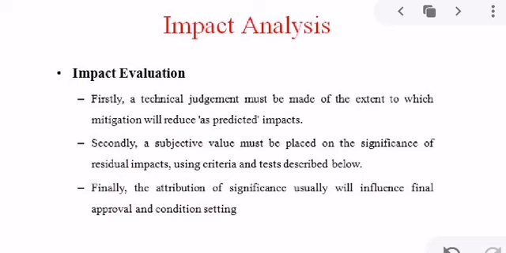In impact evaluation, firstly, a technical judgment must be made of the extent to which mitigation will reduce the as-predicted impact. Secondly, a subjective value must be placed on the significance of residual impact using the criteria and tests already described. Finally, the attribution of significance usually will influence final approval and condition setting. This is all about impact analysis. So impact analysis consists of three phases: identification, prediction, and evaluation.